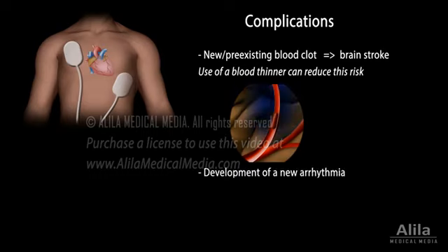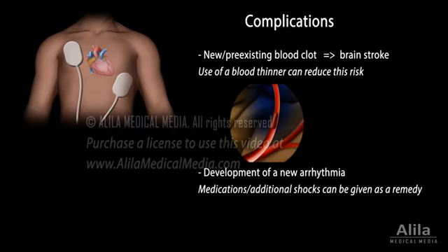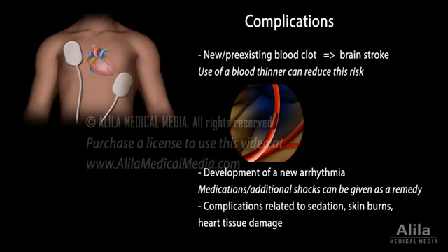Cardioversion can sometimes lead to development of a new arrhythmia. This typically occurs a few minutes after the procedure, in which case medications or additional shocks can be given as a remedy. Other complications are related to sedation, skin burns at the site of contact with the electrodes, and rarely heart tissue damage due to high energy or repeated shocks.